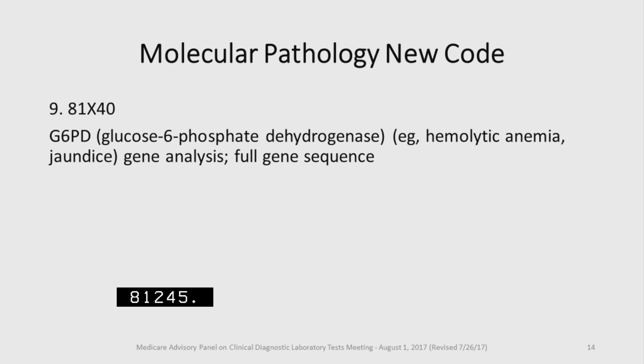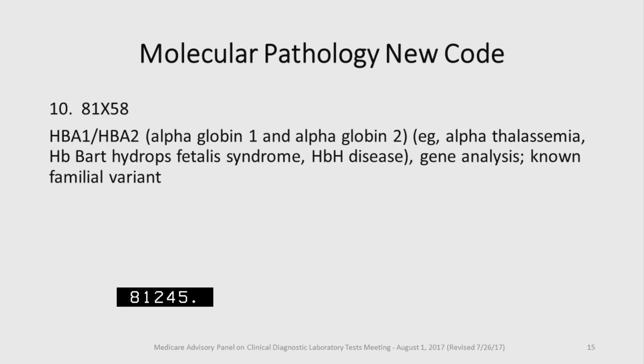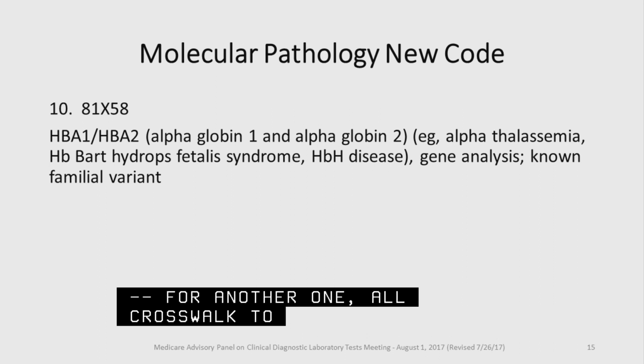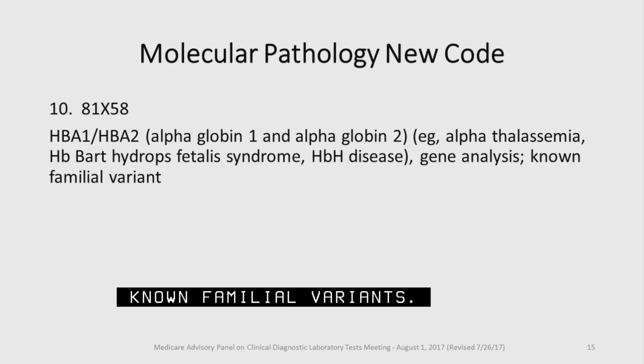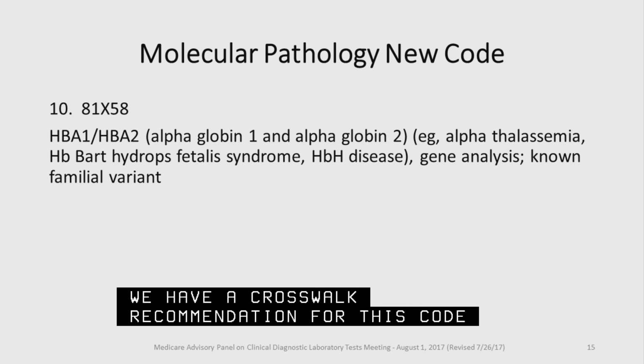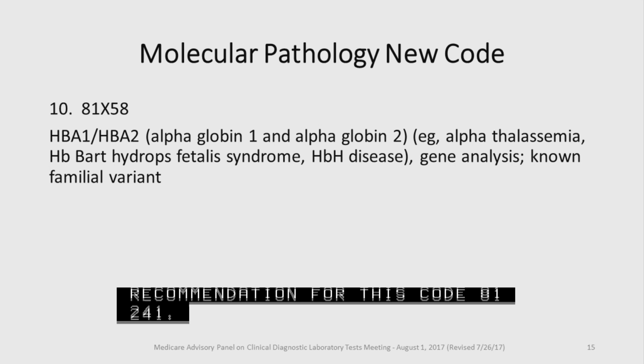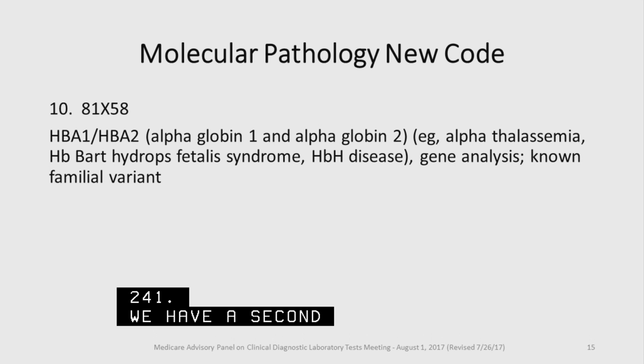So the next code is 81X58. It's the hemoglobin A1, hemoglobin A2 gene analysis, known familial variant. We have a crosswalk recommendation for this code to 81241. We also have a second recommendation for 81215 times 2.